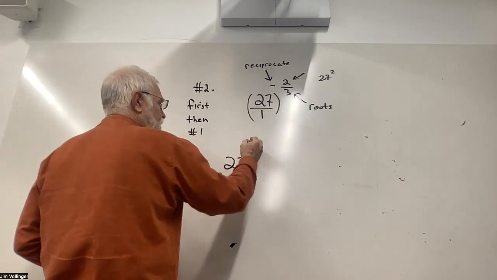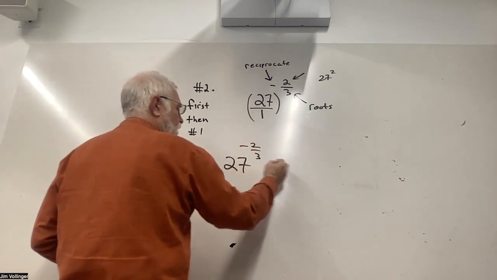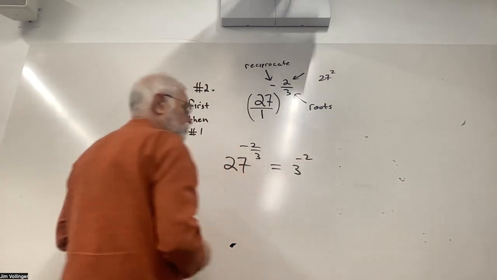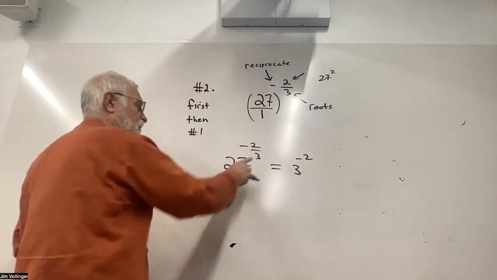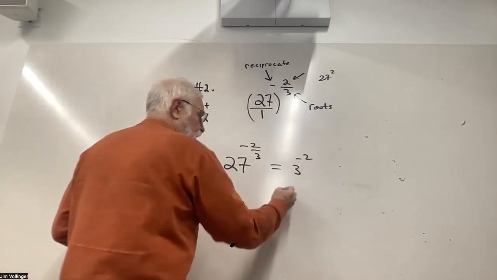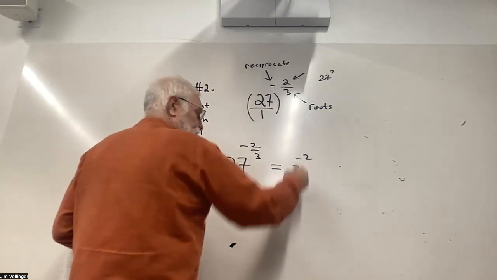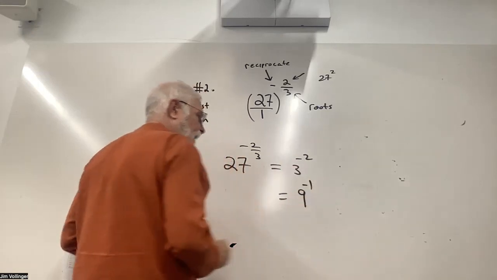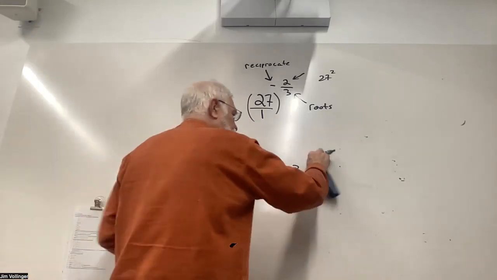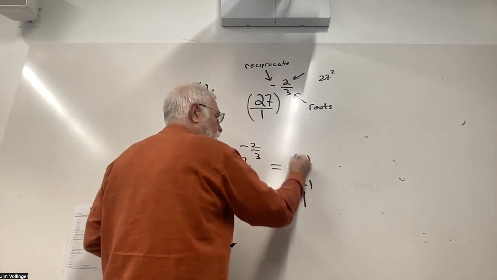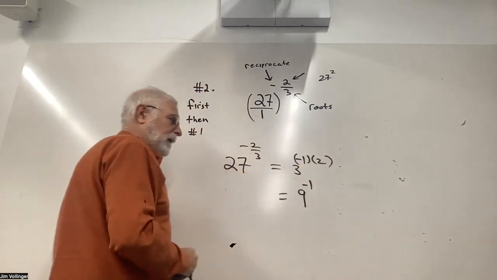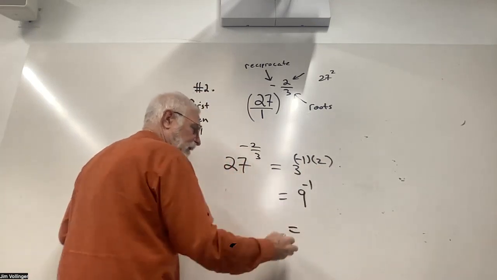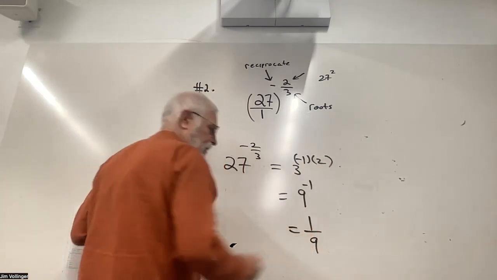So 27 to the minus 2/3, I would like to write as 3 to the negative 2. That's another name for this because I took the cube root of 27. I'm going to do 3 squared first, so that's 9. 3 squared is 9, but I still have minus 1, right? Minus 2 is the same thing as minus 1 times 2. So I'm going to do 3 squared, which is 9, and then 9 to the negative 1 is 1/9.